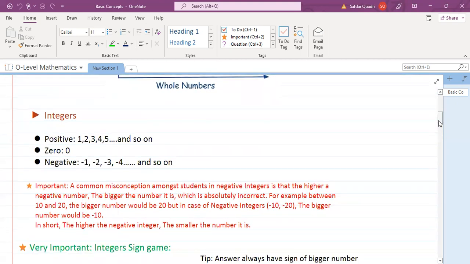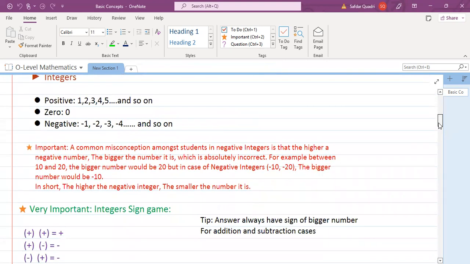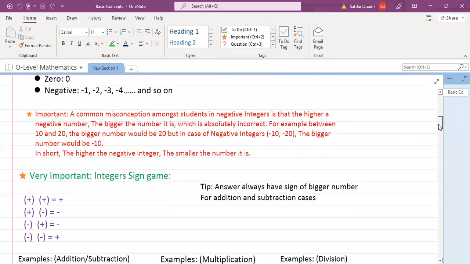Integers are divided into three parts. First is positive integers: 1, 2, 3, 4, 5, and so on. Then there's 0. And then there are the negative numbers, -1, -2, -3, -4. A common misconception I've noticed among students is that they assume that negative integers, the higher they go, the bigger they are, which is absolutely incorrect. Speaking strictly in terms of numbers, -1 is greater than -2. But in terms of positive numbers, 2 is obviously greater than 1. The case is totally opposite for negative numbers. You keep on declining: -1, -2, -3, -4. In fact, -4 is smaller than -2, for example.